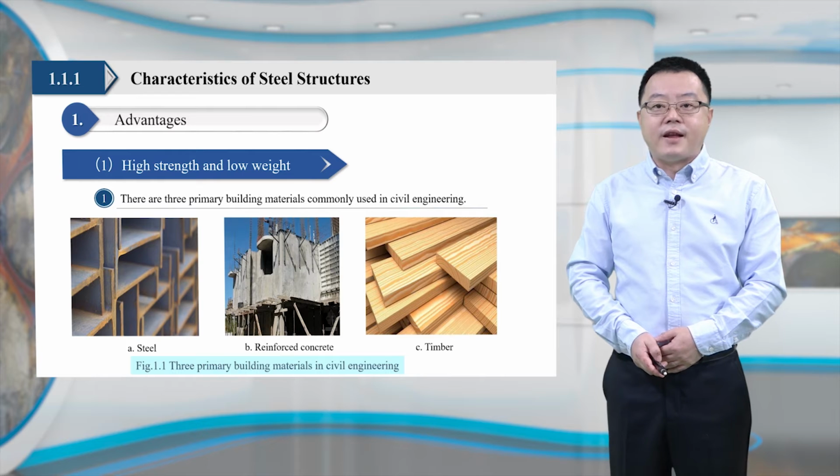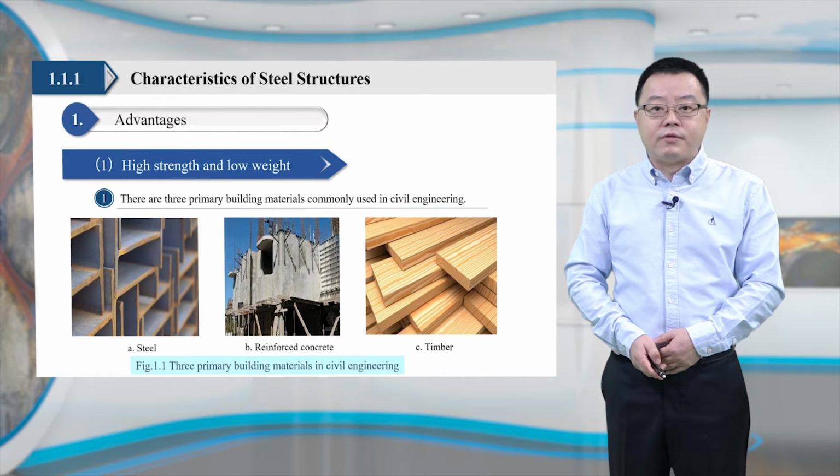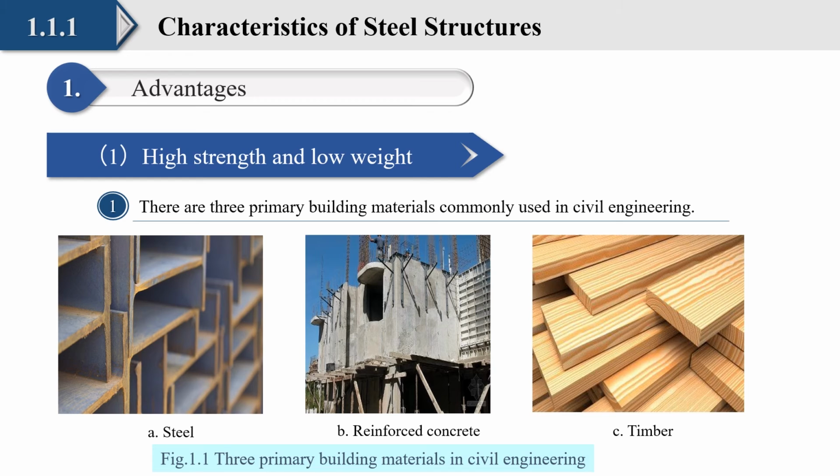Firstly, let's learn about the advantages of steel. In the history of civil engineering development, there are three primary building materials commonly used in civil engineering: timber, reinforced concrete, and steel. Compared to the other two materials, steel has high strength and low weight.